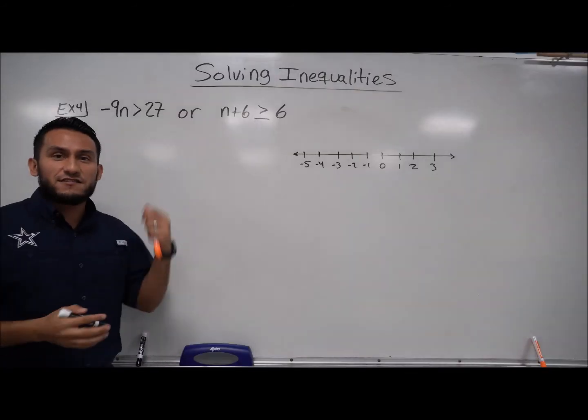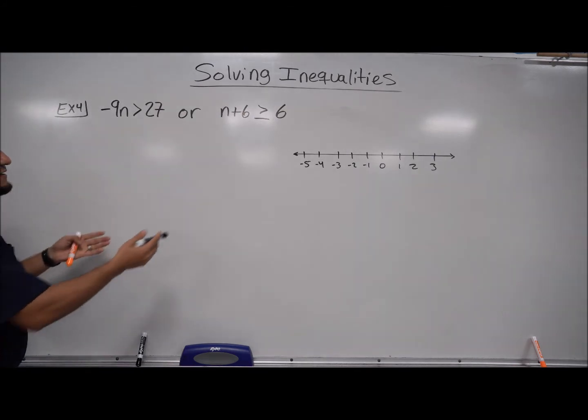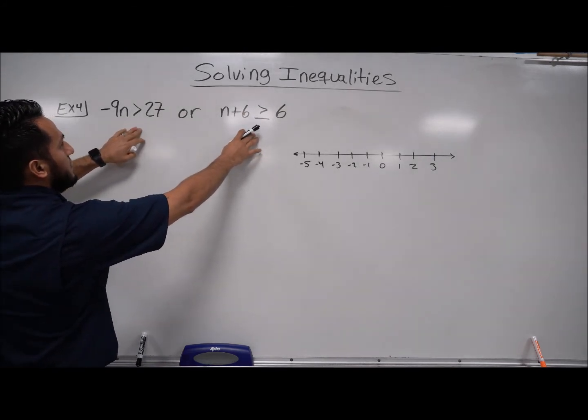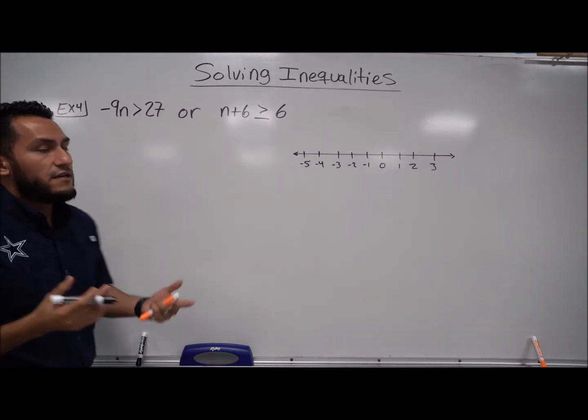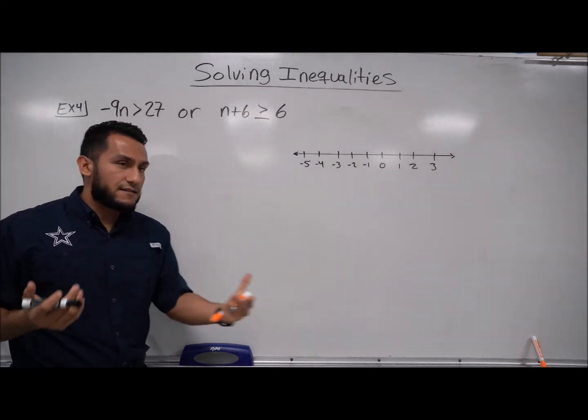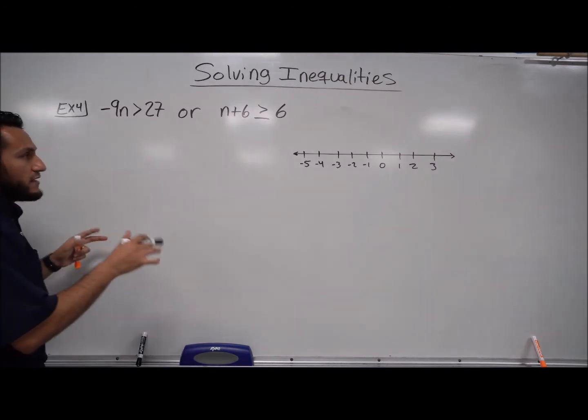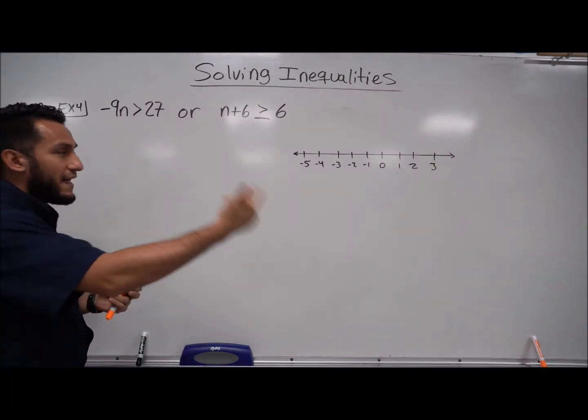All right, guys, so this is our last example, example number 4. It looks like we have another compound inequality. Two inequalities separated by the word or. So now you're dealing with the word or. It means either this or that, okay? So you have two separate answers. You're not going to be able to combine it like the word and.